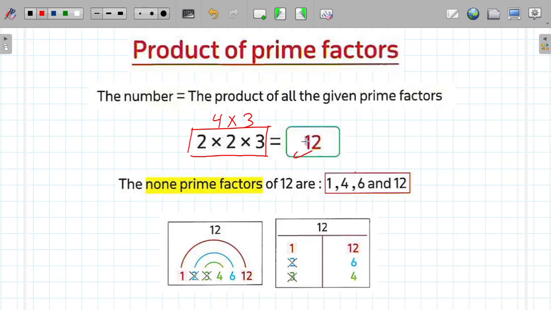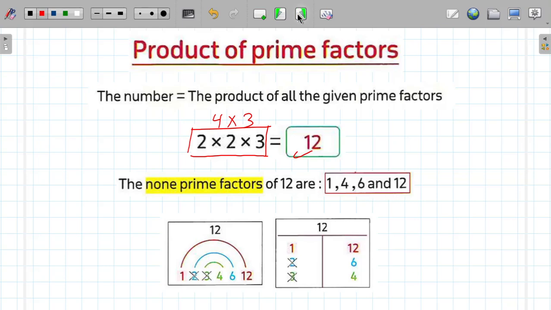Okay? But I want to find the other factors of 12. Okay? So I will use the listing method to find all factors of 12 and I will delete the prime factors to find the non-prime factors. So here I have 1, 2, 3, 4, 6, and 12. So I will delete 2 and 3. So the remaining is 1 and 4 and 6 and 12. So the non-prime factors are 1 and 4 and 6 and 12.